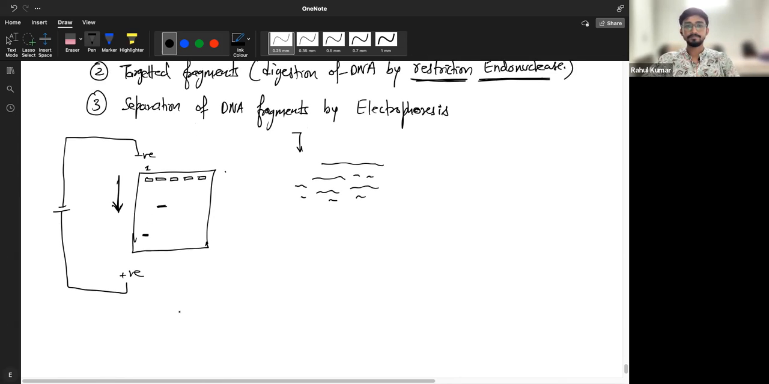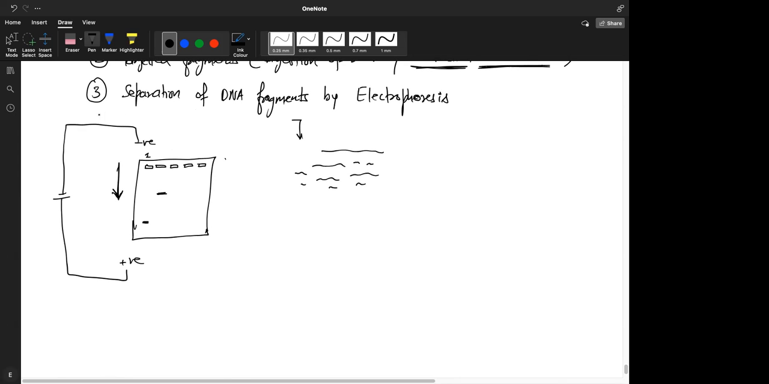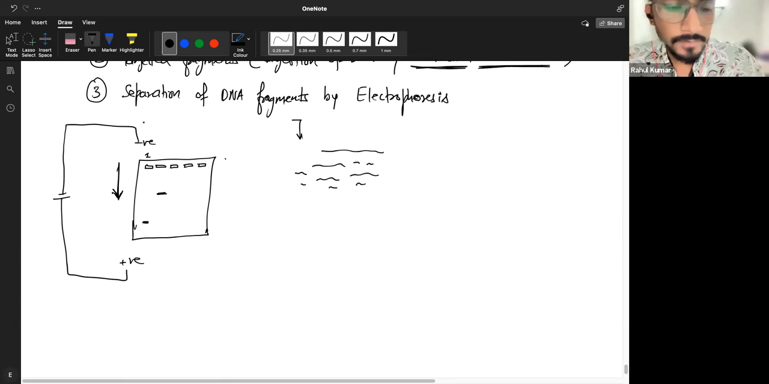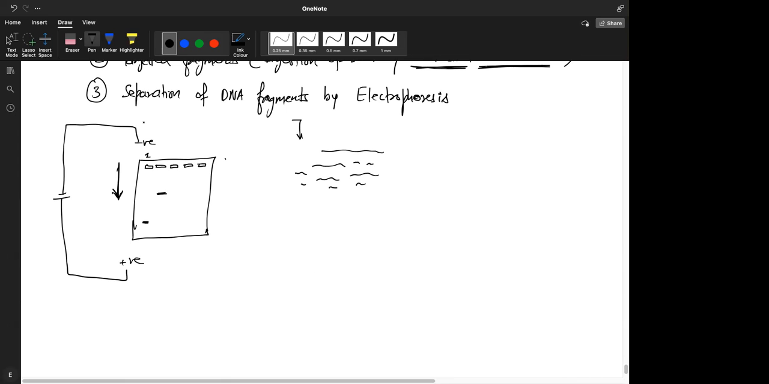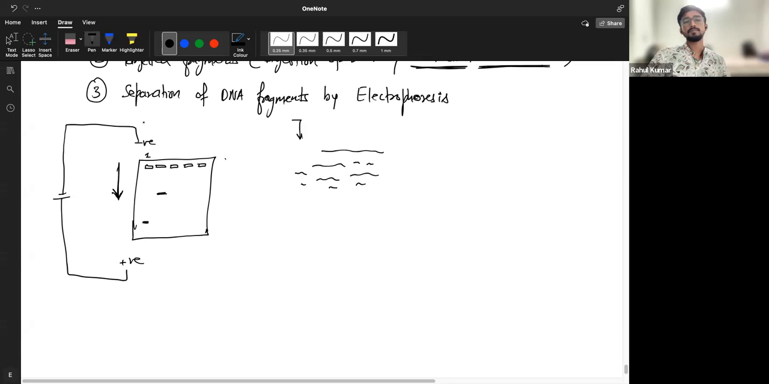Is it clear? Yes, sir. Sir, also, is it a possibility that the smaller ones are less negatively charged and the bigger ones have more charges? See, both are negatively charged. There is nothing like that. Less negative charge and more negative charge works when the bodies are of the same size.